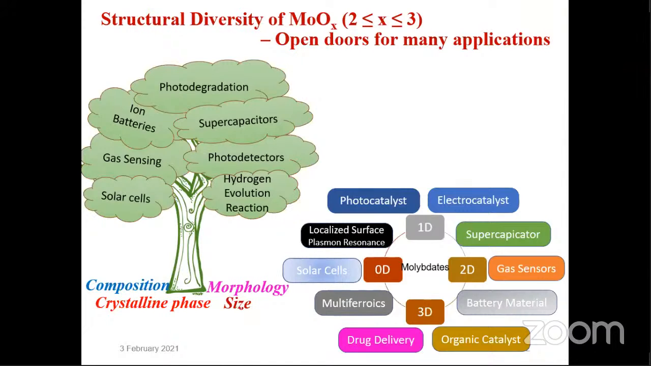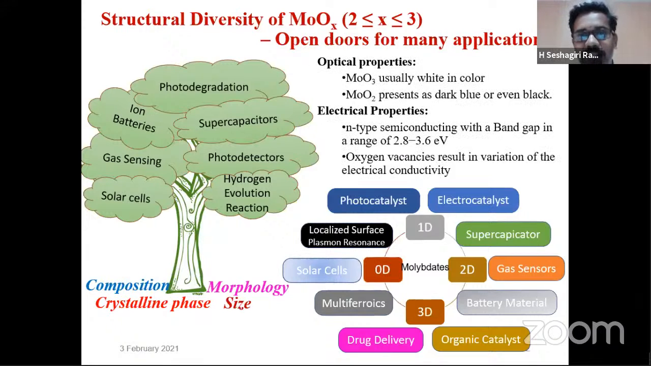Here we can see 1D, 2D, and 3D materials which have been used in various applications. The main application part is being developed because of the flexibility of the optical and electrical properties. It is an N-type semiconductor with a band gap ranging from 2.8 to 3.6 electron volts, and the oxygen vacancies result in variation of the electrical conductivity.